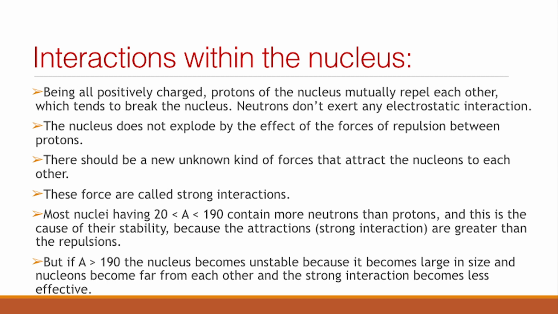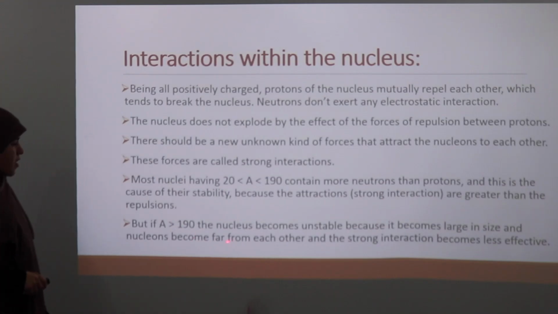Most nuclei having mass number between 20 and 190 contain more neutrons than protons, and this is the cause of their stability, because the attraction, the strong interaction, is greater than the repulsion. So if the mass number A is greater than 190, the nucleus becomes unstable because it becomes large in size, and the nucleons become far from each other, and the strong interaction becomes less effective.